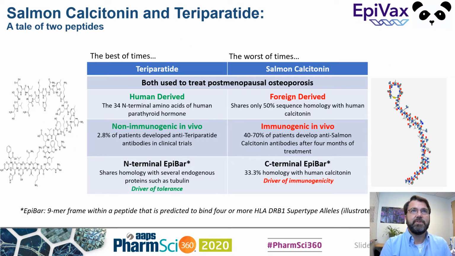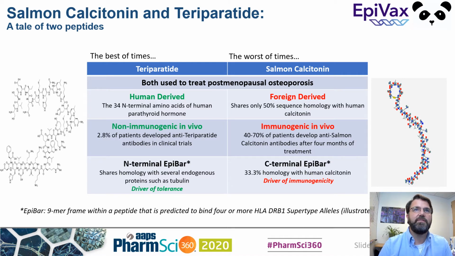So we're going to look at, as I mentioned, two peptides, salmon calcitonin and teriparatide. So today we're going to have a tale of two peptides. We have the best of times and the worst of times. Both of these drugs are used to treat osteoporosis. They do share some common features, but at the same time could not be more different in terms of their immunogenicity.